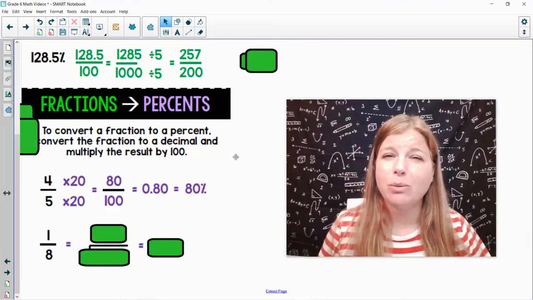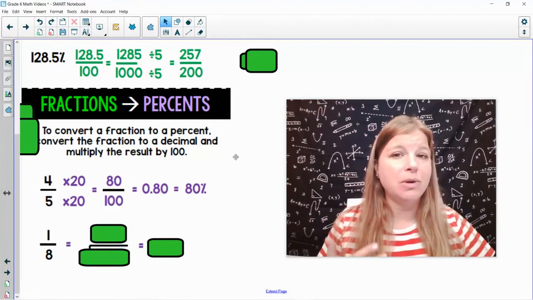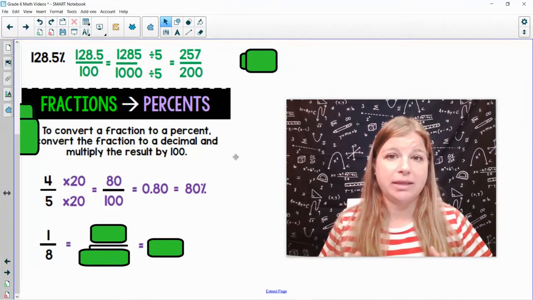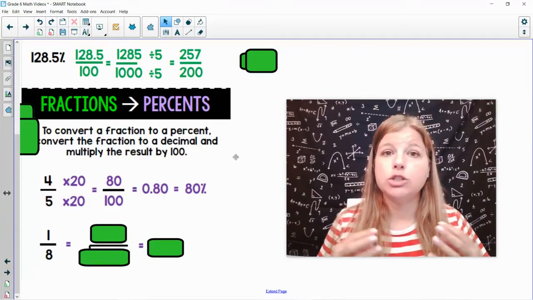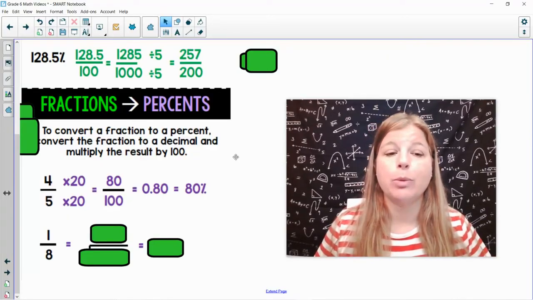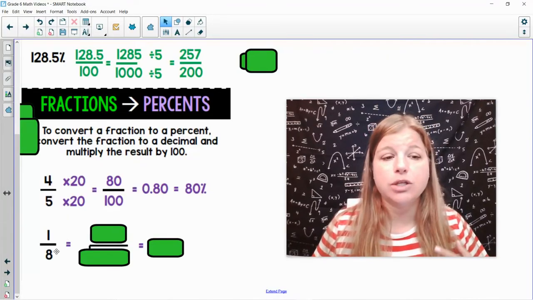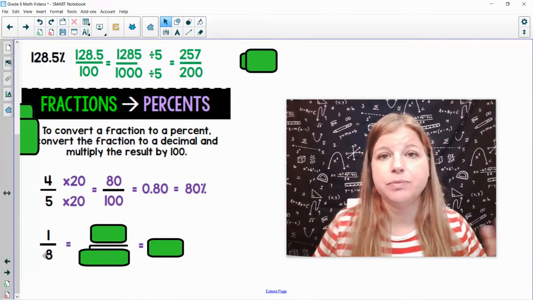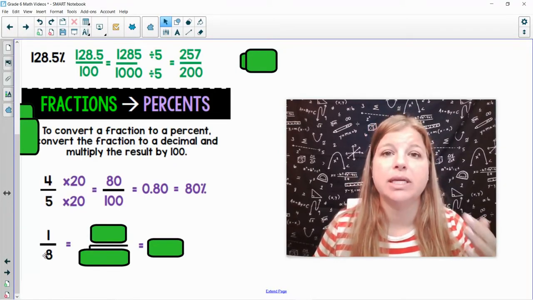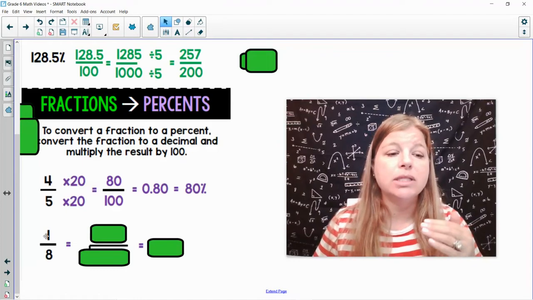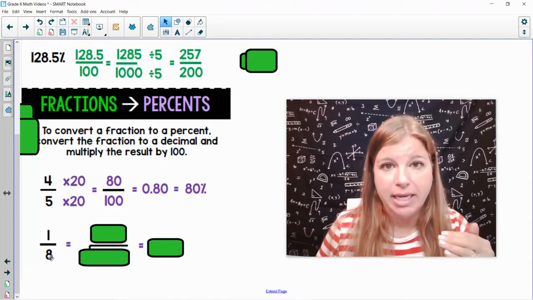Whereas in the next one, 1/8, 8 doesn't multiply into 100 as friendly. Now you could, it is 12.5, that's going to be a spoiler. But the other thing is that you could simply do the division. Don't forget, a fraction is really a division bar, okay? So this is saying 1 divided by 8.